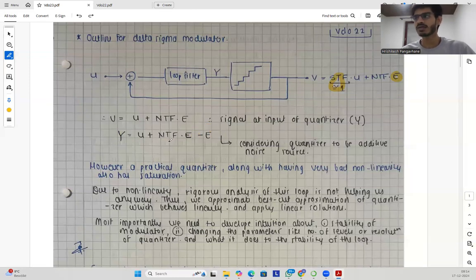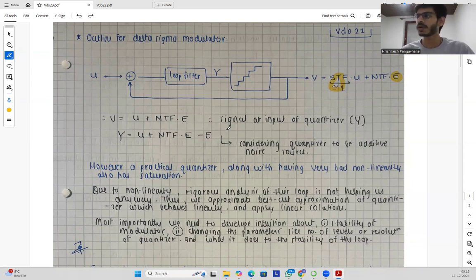However, a practical quantizer, along with having very bad nonlinearity, also has saturation. So it has its saturation limits. And within this voltage range, our quantizer is working in a proper way, or else out of this level the output of our quantizer is basically being blown up. So then, due to the non-linearity, the rigorous or mathematical analysis of this loop is anyway not going to help us, and it will lead us to very complex mathematics, leading us to no intuition or no output anyway.